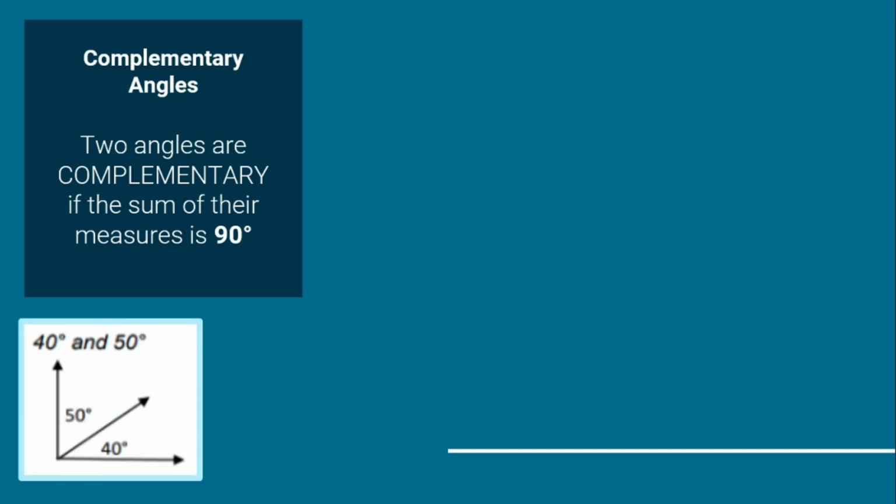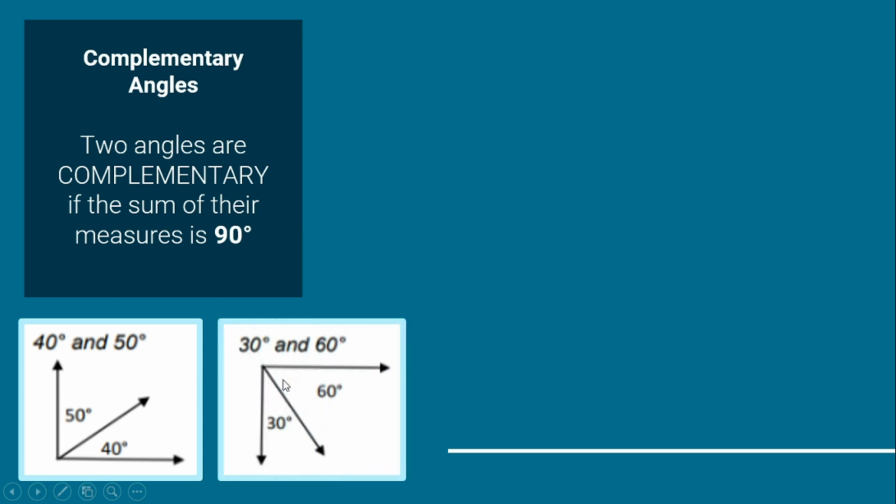So, let's have an example. I have here, yung una nating angle ay merong 40 degrees. And then the next angle, I have here the 50 degrees. So, pag pinag-add natin itong dalawa, 50 plus 40, that is equal to 90 degrees. So, meaning to say, these two angles are complementary angles.